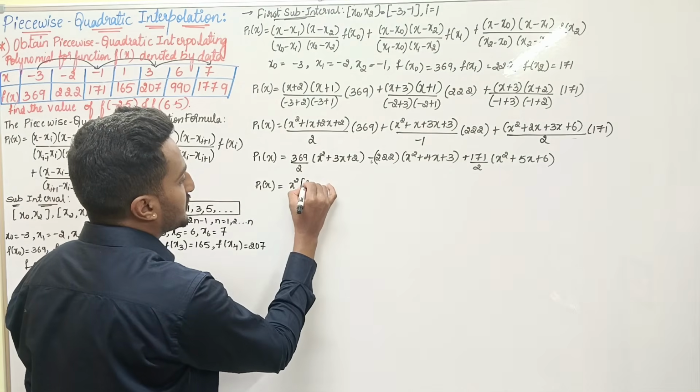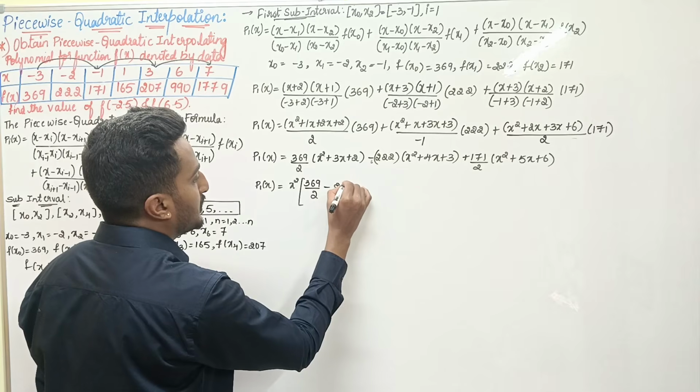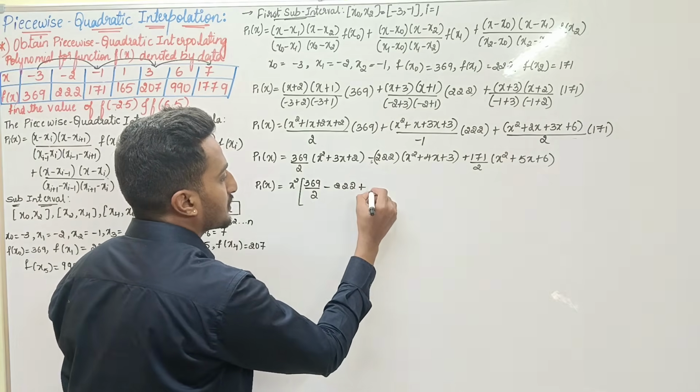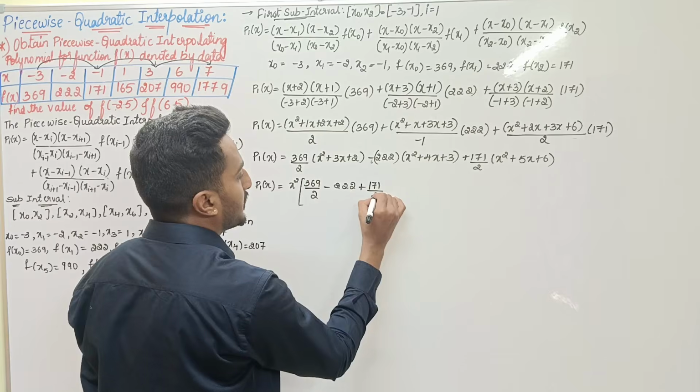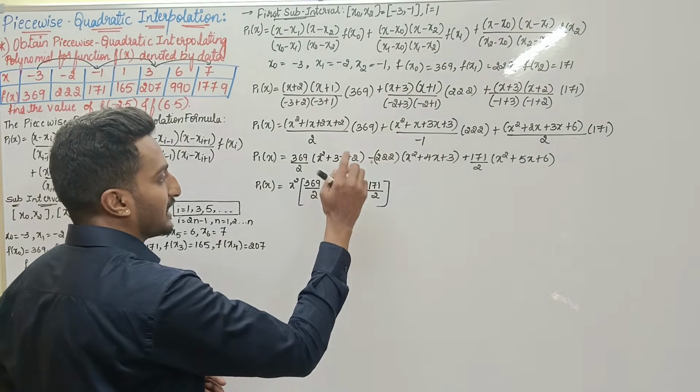That is, first I need to multiply 369 by 2. Next, I have minus 322 plus 171 divided by 2. Done with the first term. Similarly, repeat for the second term, that is x.